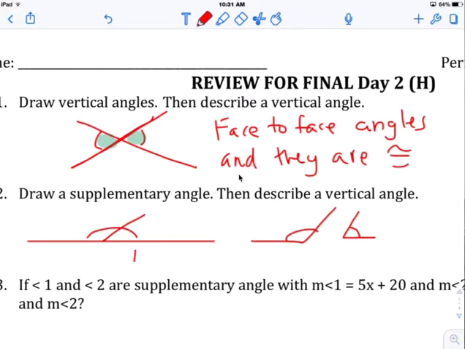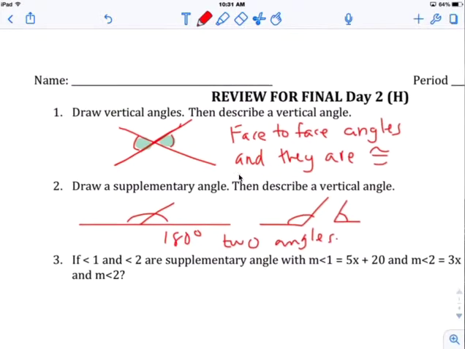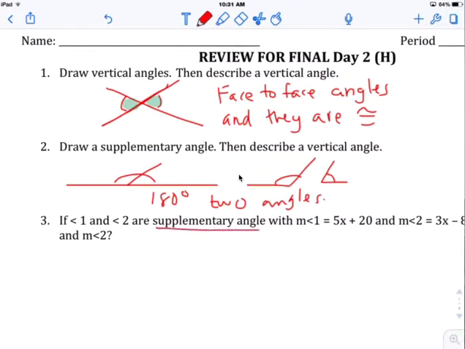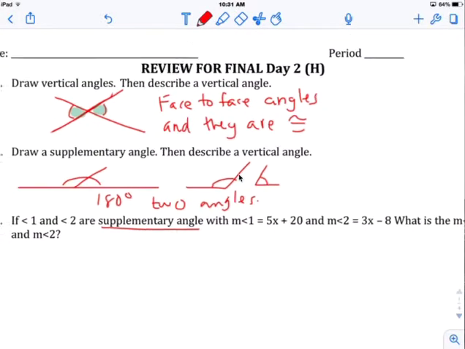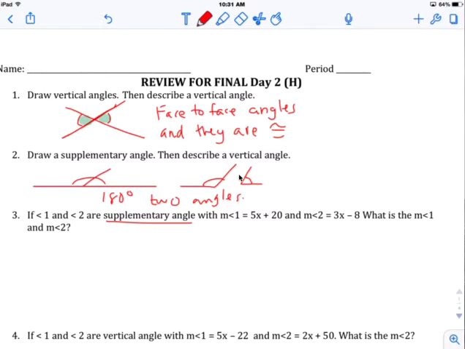Describe it: 180 degrees, two angles that make 180 degrees. Okay, supplementary angles. Angle 1 and angle 2 are supplementary angles, so they make 180 degrees. What is the measurement of angle 1 and the measurement of angle 2? M stands for measurement in this case.